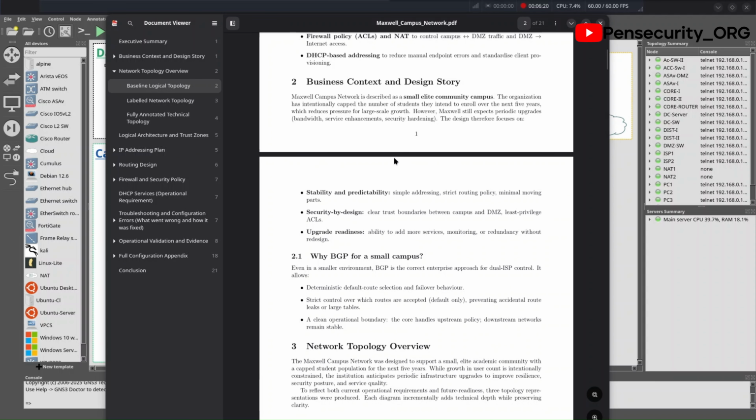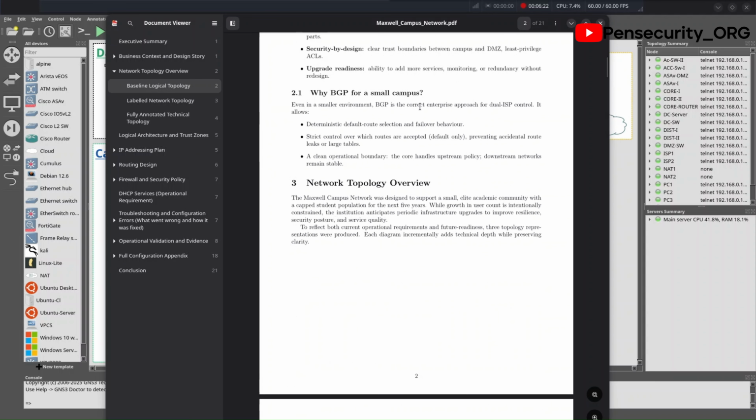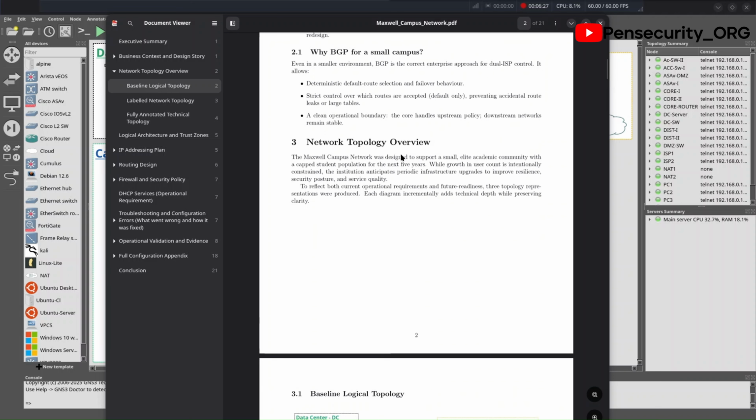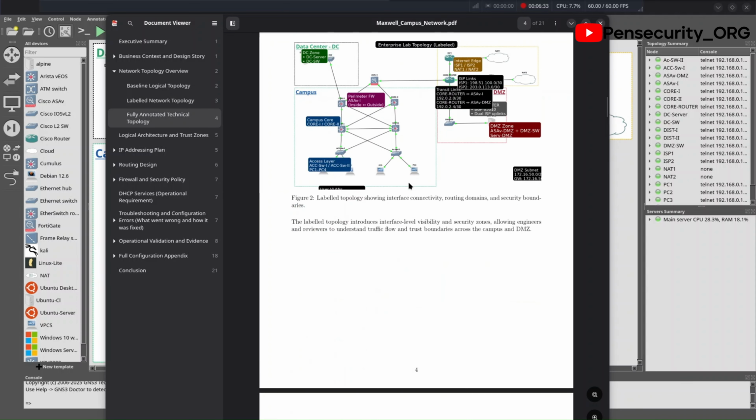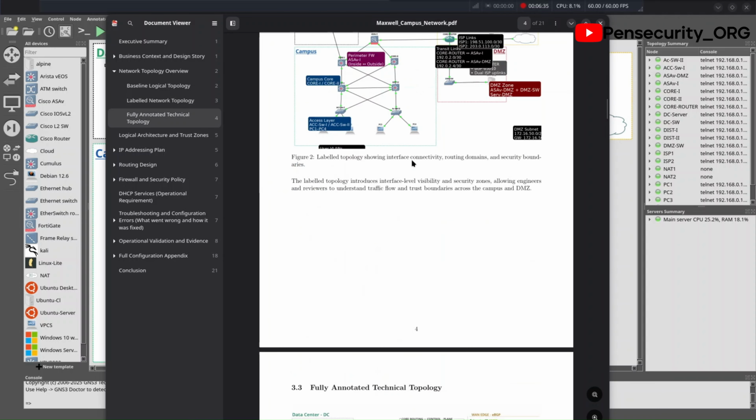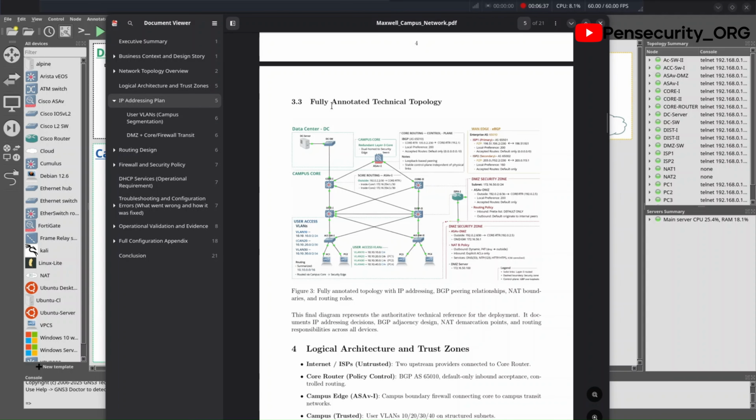Then this is a business concept. This is the why BGP for small campus. Why did they opt for BGP? Then talking about the network topology overview. This is a baseline. This is a labeled network diagram. I want you to go through this fully annotated technical topology. This will give you an in-depth understanding of what I built in the network infrastructure.